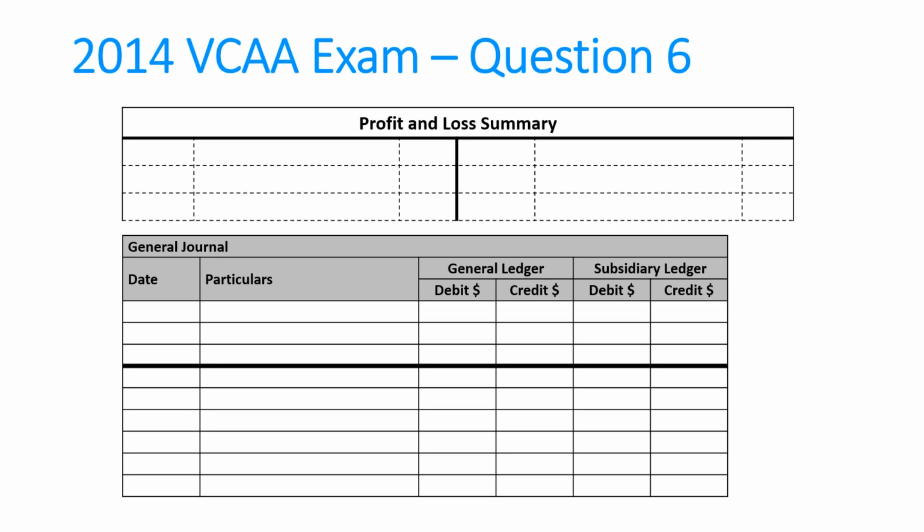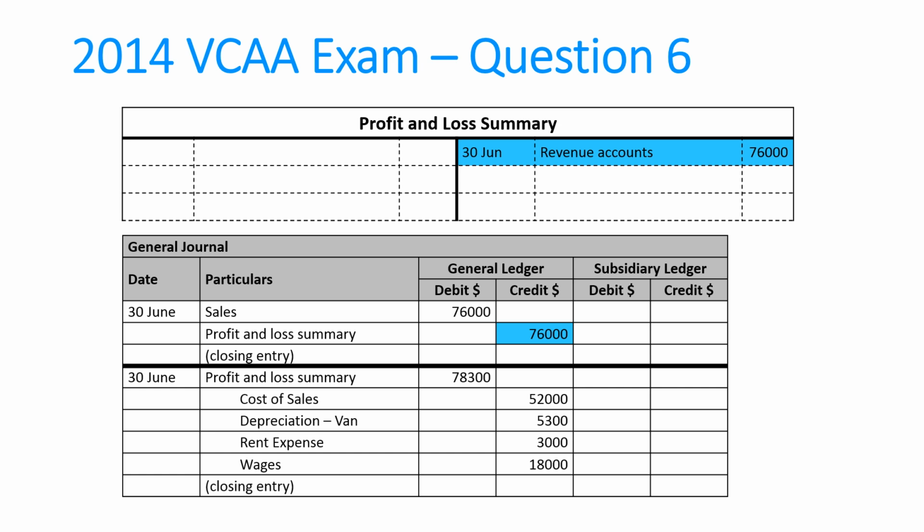So what we're given is two general journal entries. It's actually a good idea to, just on a bit of scrap paper, recreate what they would have looked like in the profit and loss summary account. So the first one we were given was a credit to profit and loss summary of 76,000, and that represented all the revenues for the period. So that would have gone in as a credit to profit and loss summary like so. Then we were given the second entry, which is all our expenses being closed to profit and loss summary, and that went in as a debit. So that would have gone in like so.